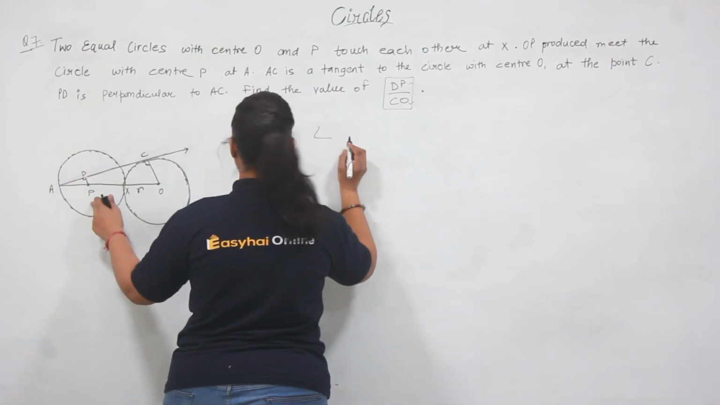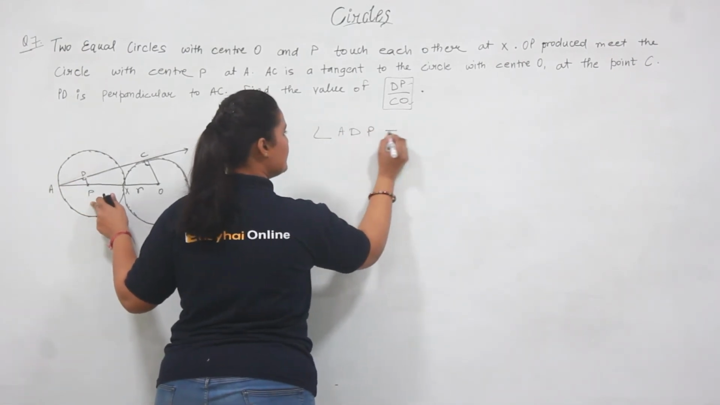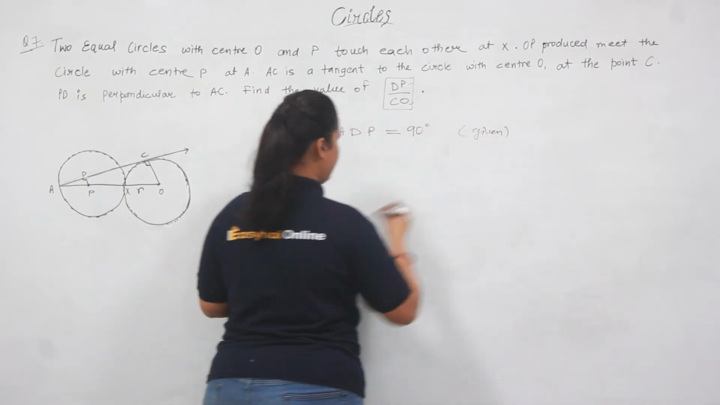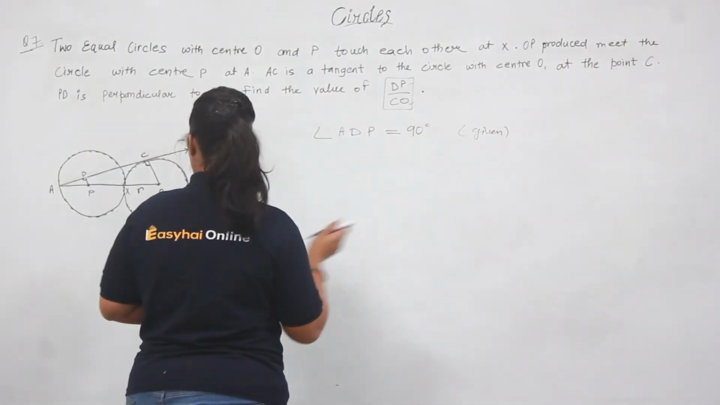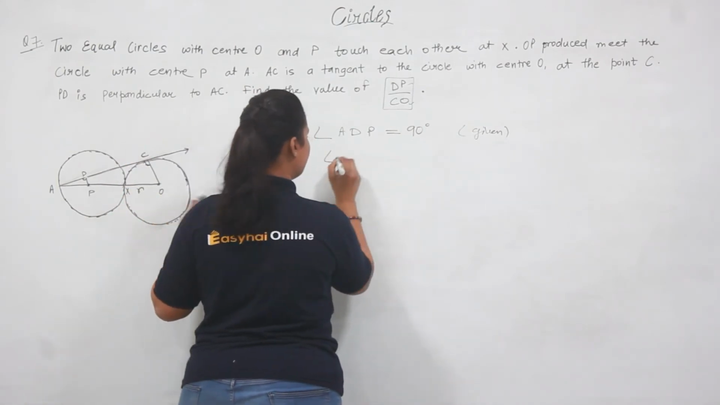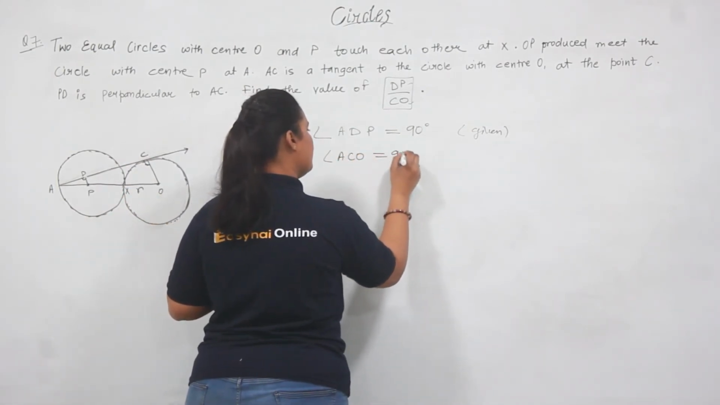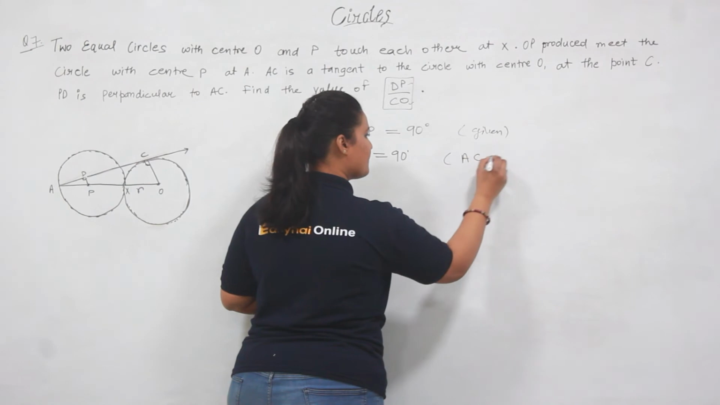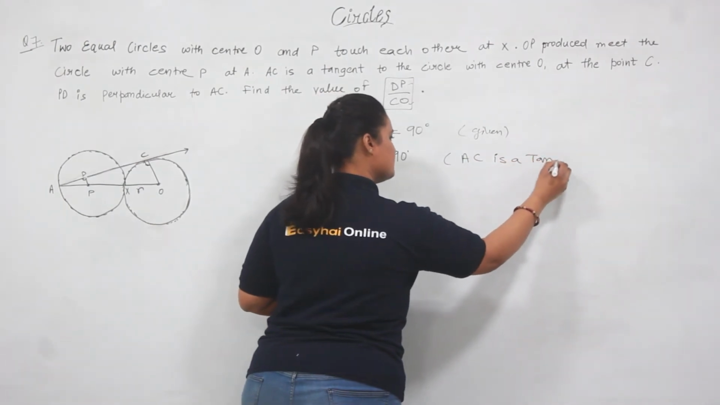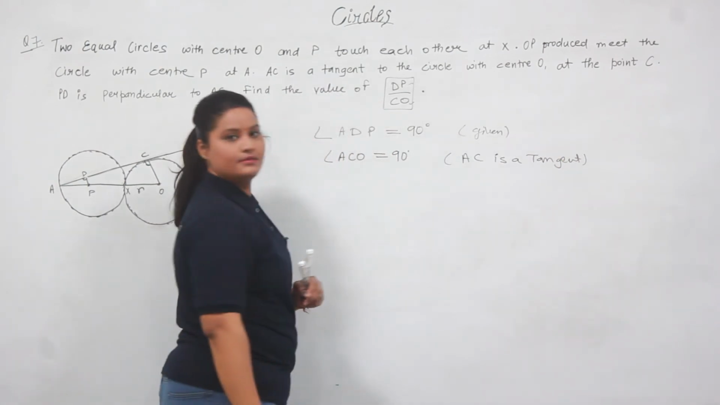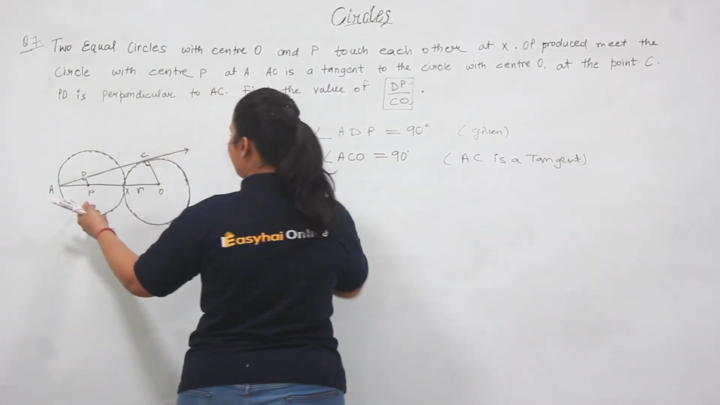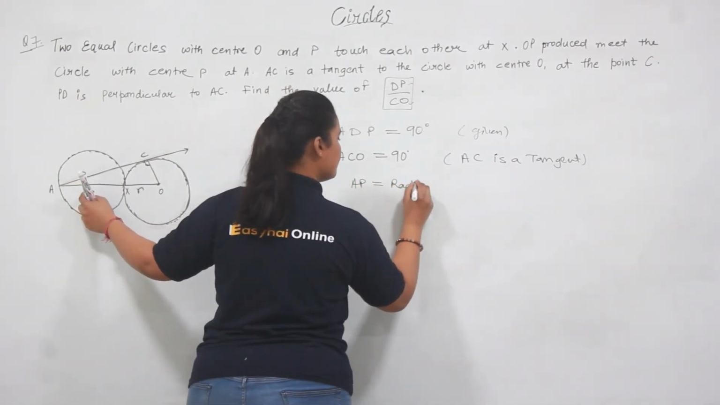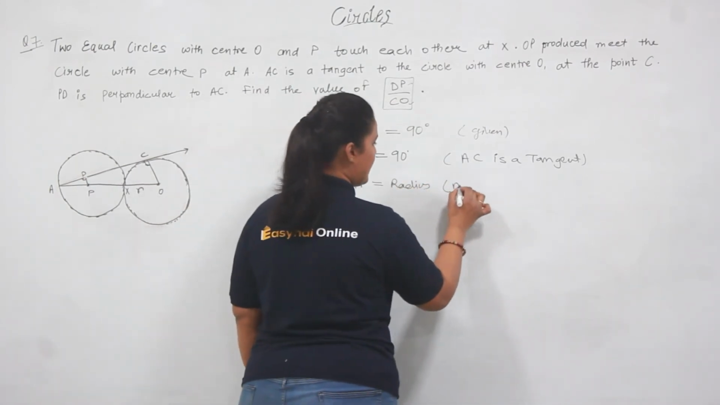Angle ADP is equal to 90 degrees. This is given. And another, angle ACO will also be 90 degrees. Why? Because AC is a tangent on the circle. Clear? Now one more thing, that AP is the radius R.